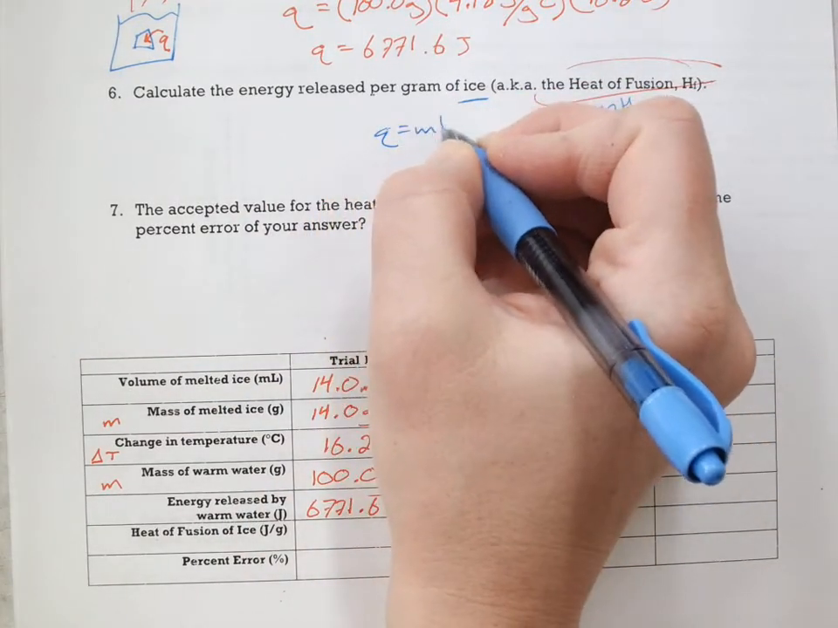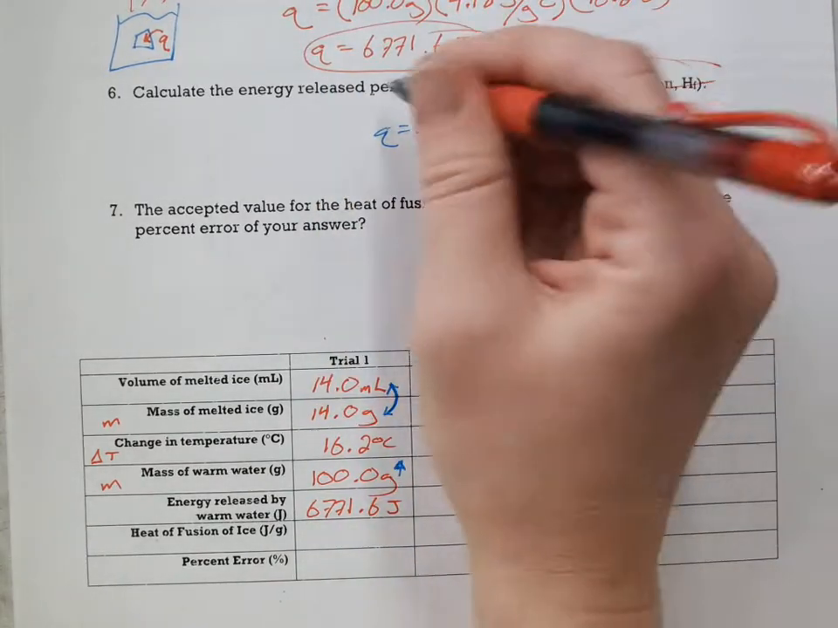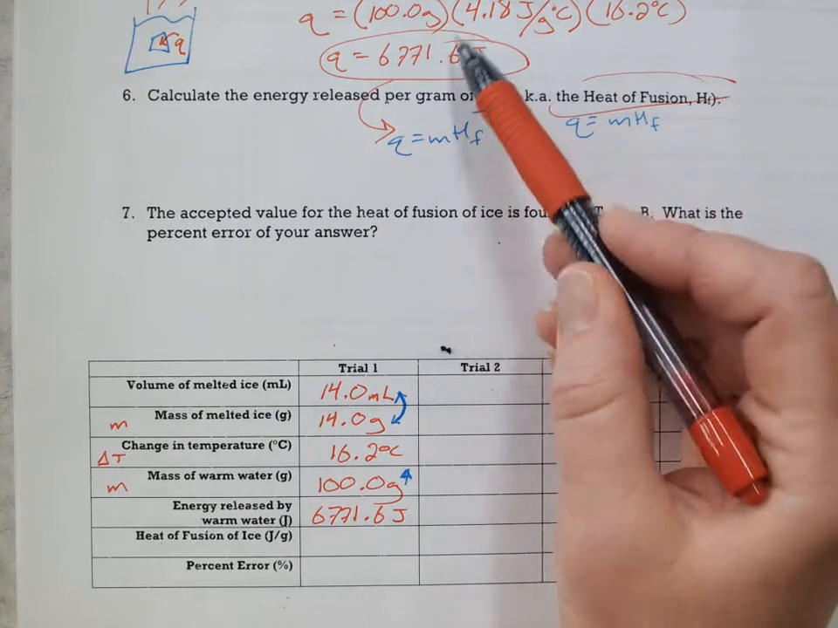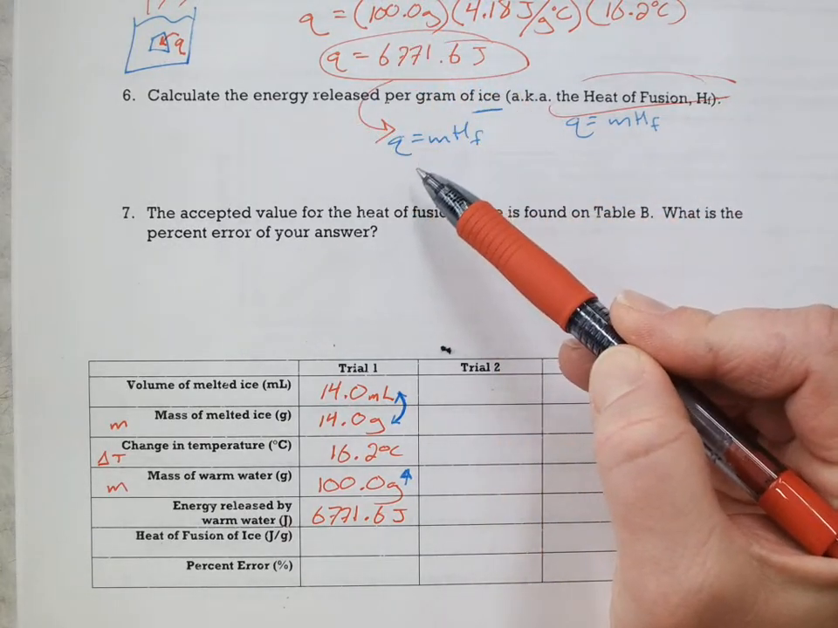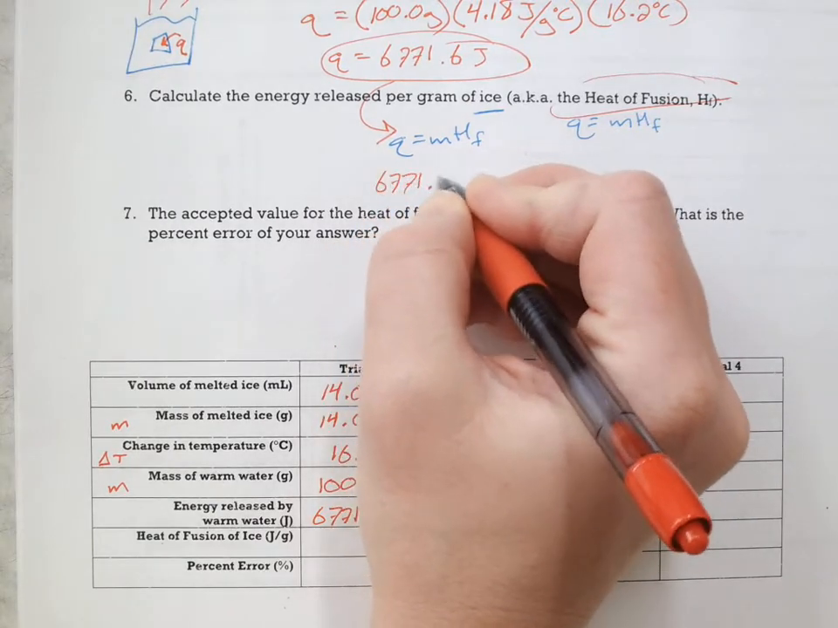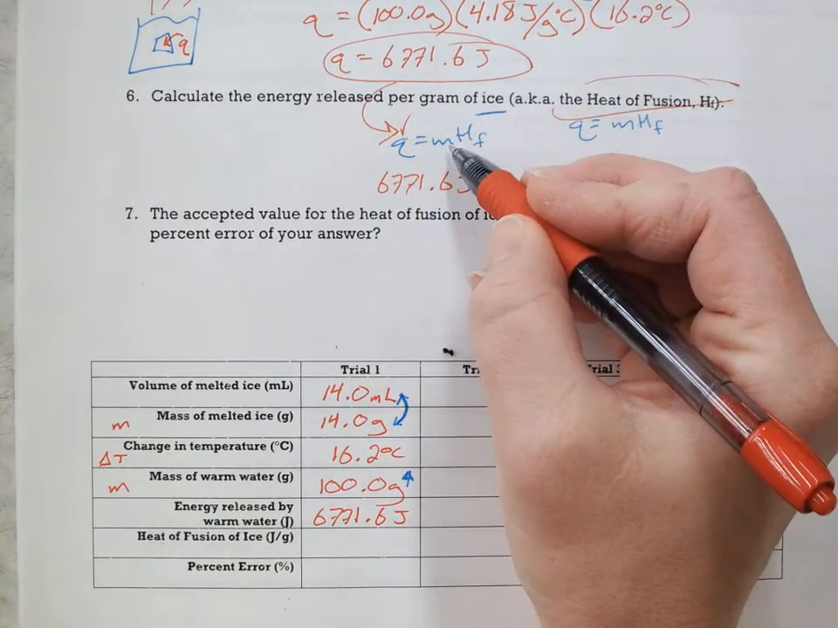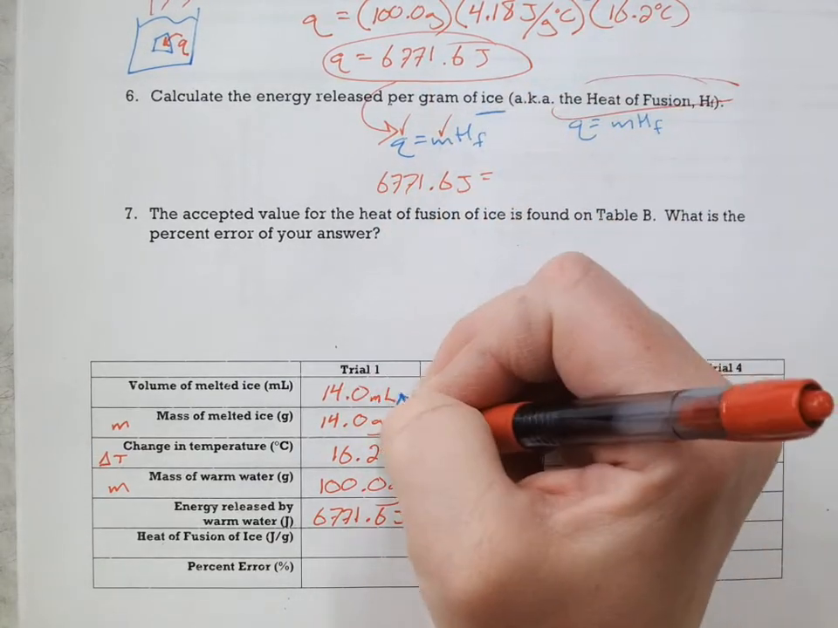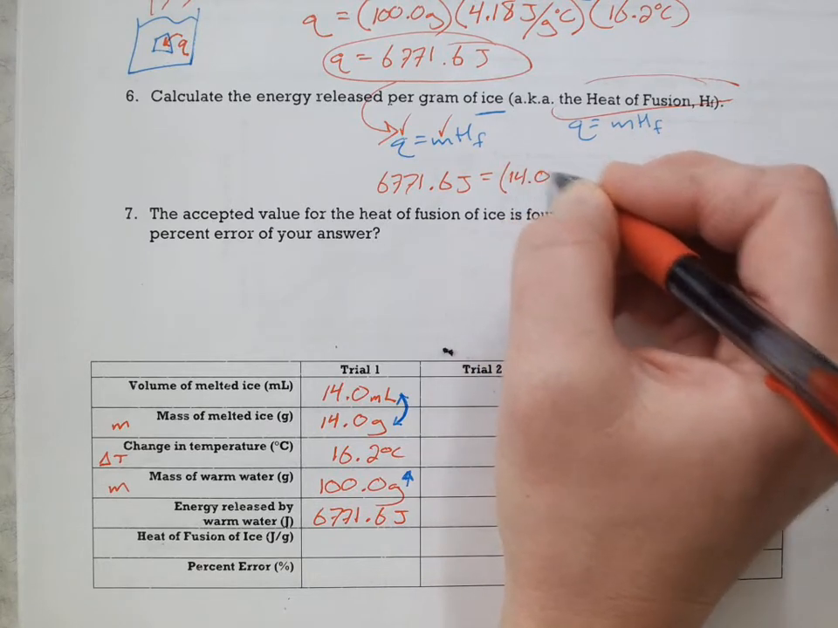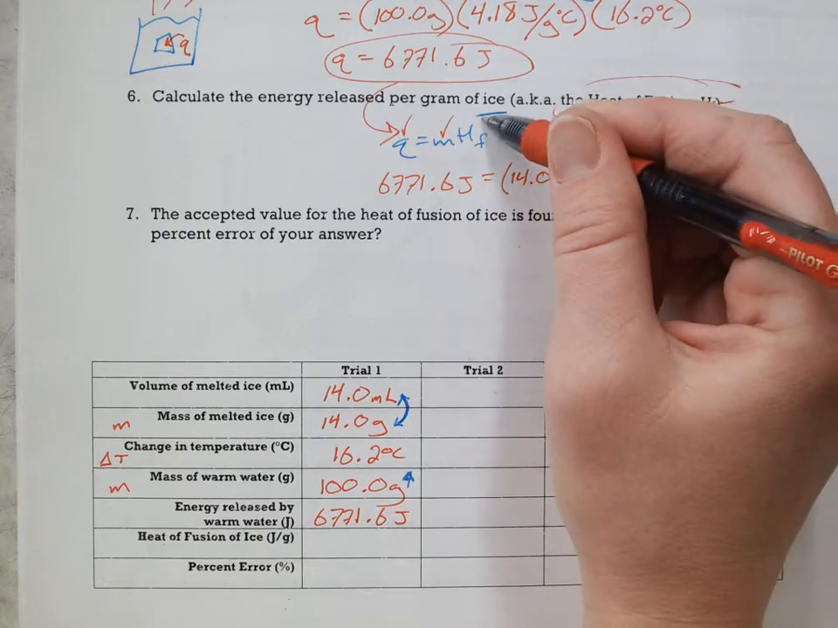Q equals MHf. This is your heat. The heat that leaves the warm water goes into the ice. So we're going to follow it into the ice. Now I hit the mass, but it's the mass of the ice. So for me, that's 14 grams. And then I hit heat of fusion.